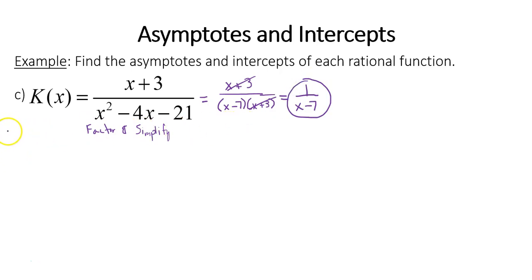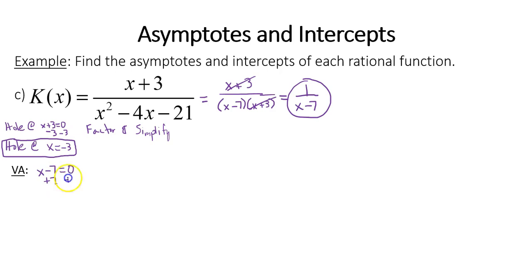Notice that this means there is a hole wherever x plus 3, the canceled factor, is equal to 0. This means there's a hole at x equals negative 3. That means there will be an open circle at x equals negative 3 on the graph of the rational function. The vertical asymptote is found by setting the denominator of the simplified function equal to 0, giving you a vertical asymptote of x equals 7. It's a vertical line that goes through 7 on the x-axis.